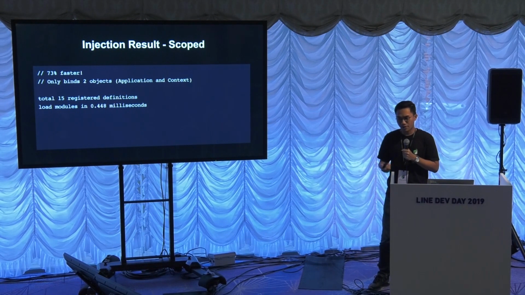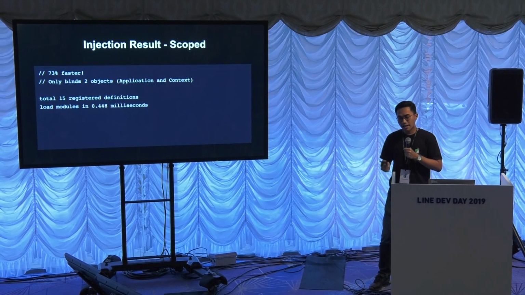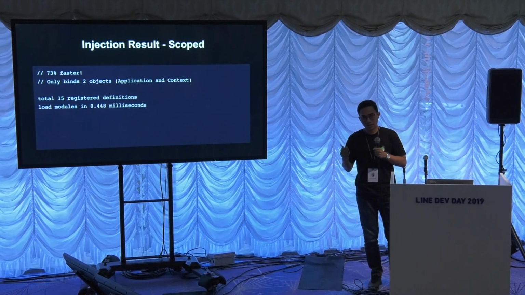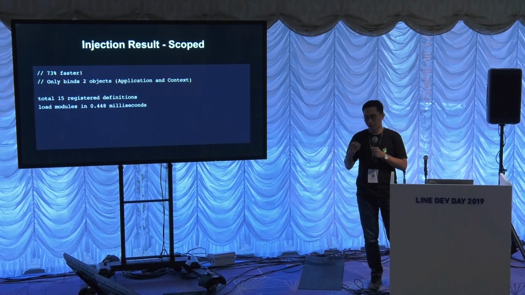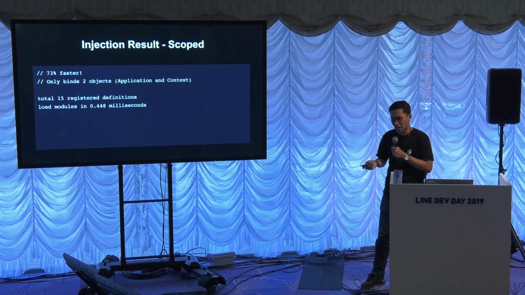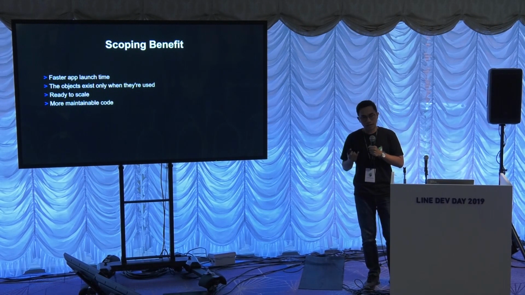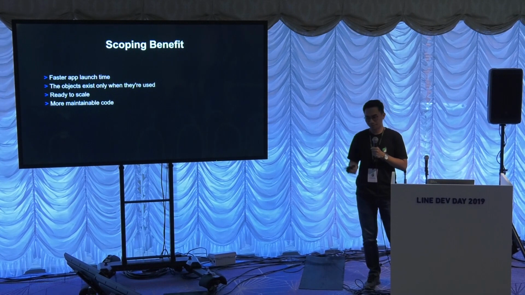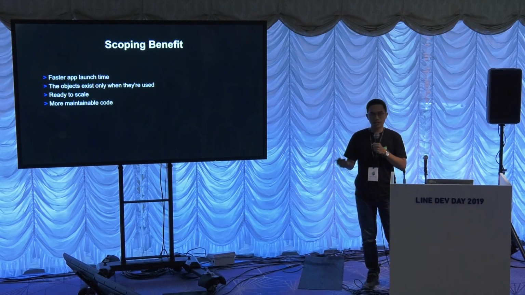The first point is we will load the objects faster, because the object creation is now delegated to the respective screen. And second, the memory use. Now the objects are created and destroyed only during that scope. So that's the benefit of scoping. To reiterate my point, first, it will have a faster app launch time. And second, the objects exist only when they are used. And now we're ready to scale.